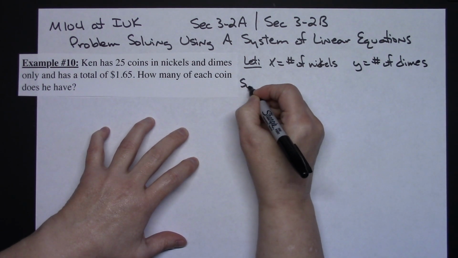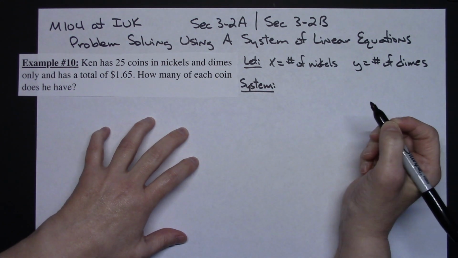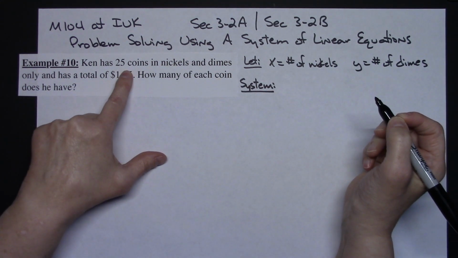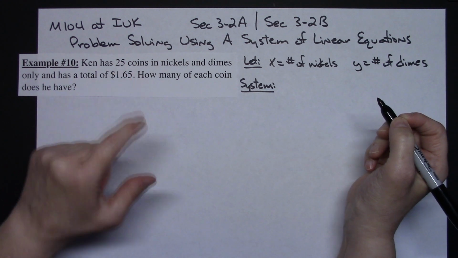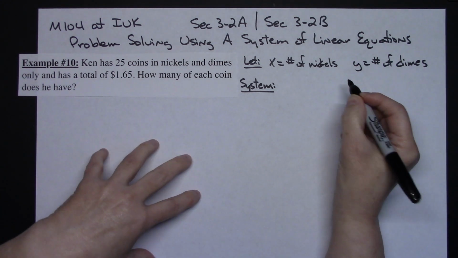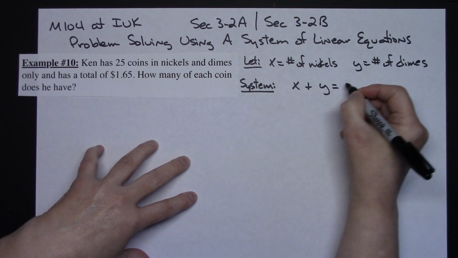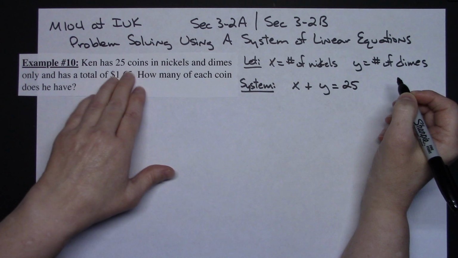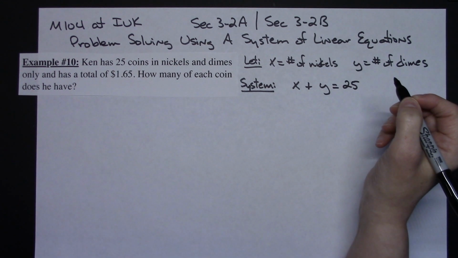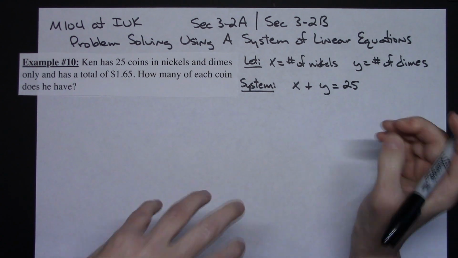Now I'm going to come up with my system of equations, so I'll have something to solve. Alright, now they've told me that I have 25 coins total. So one of my equations is going to be written based on the number of coins. Alright, so number of nickels plus number of dimes has to equal 25 coins because that's how many I have total.